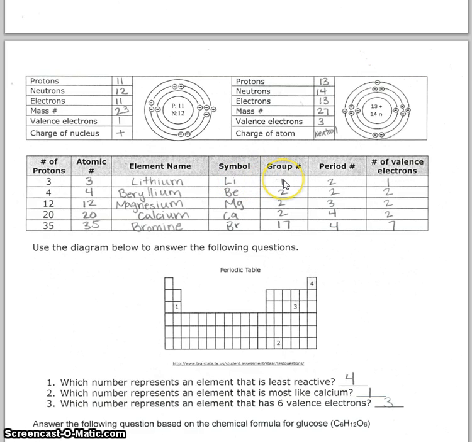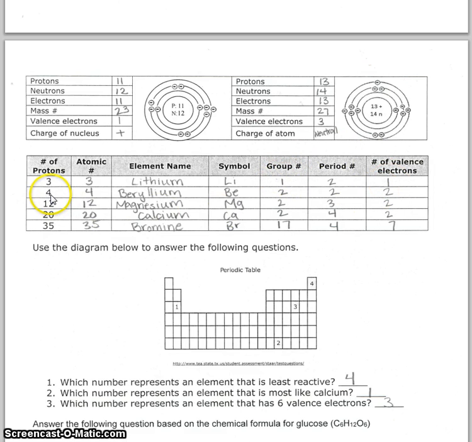I'm in group 1. Remember, groups are the vertical columns on the periodic table, so they go up and down. The periods are the horizontal rows on the periodic table. They go side to side. And then the number of valence electrons can be determined by the group number. So lithium is in group 1, period 2, and has 1 valence electron.